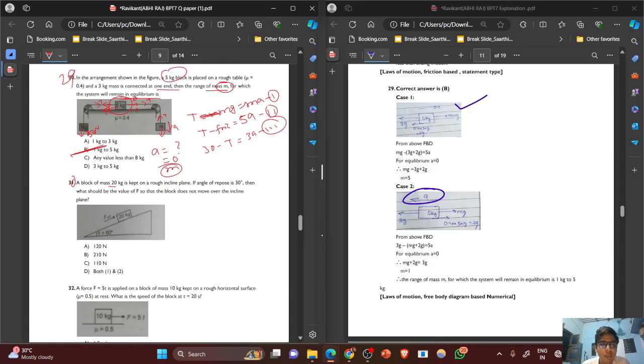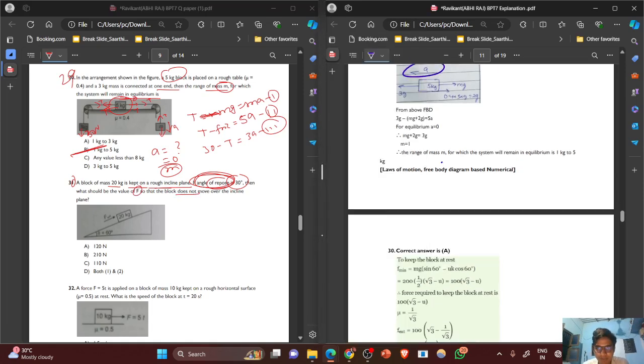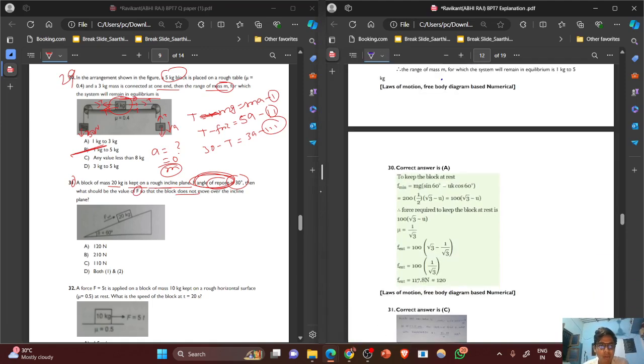A block of mass 20 kg is kept on a rough inclined plane. Angle of repose, remember, not inclination, is 60. Then what should be the value of F so that the block does not move? It's again simply an equilibrium condition question. 60 is the angle of repose. Now you need to calculate the net force. It is asking for the value of F so the block does not move over the incline.